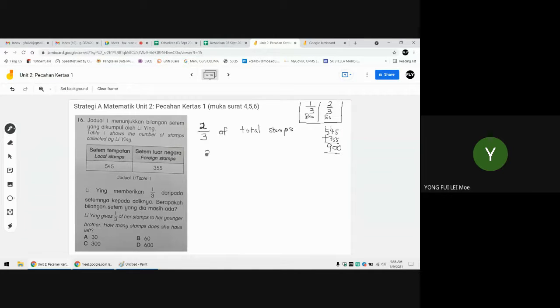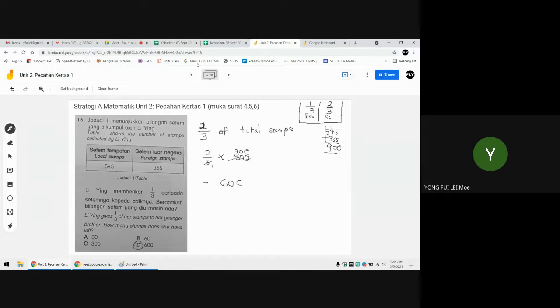Okay, so 2/3 of. The concept of "of" in fractions is multiply. Total is 900. So 2 times 0, 0, 2 times 0, 0, 2 times 3, 6. So she is left with 600 stamps. Okay, 600 stamps. So last page, page 6.